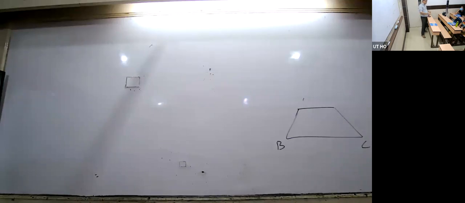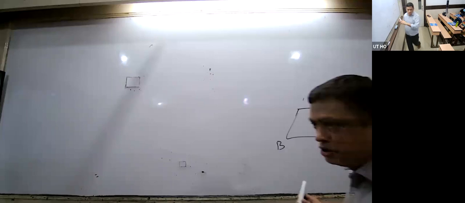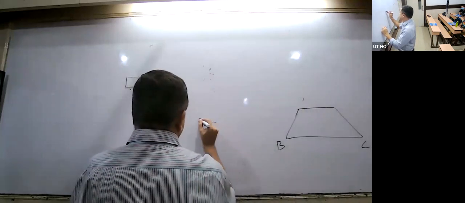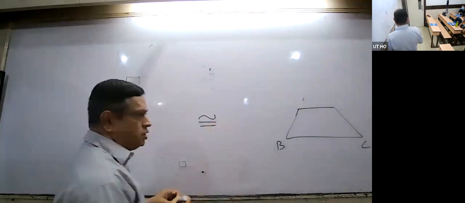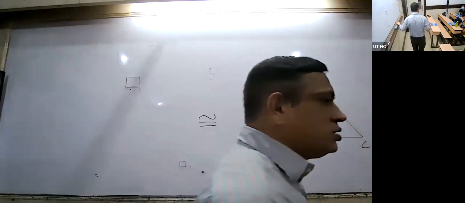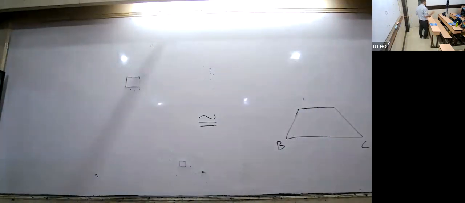Now we have to come to the result. When do we say two line segments are congruent? Equal length. Okay, you all know the symbol for congruence. When do we say two angles are congruent? Equal measure. 60° and 60° are congruent. Okay, now when do we say two triangles are congruent?